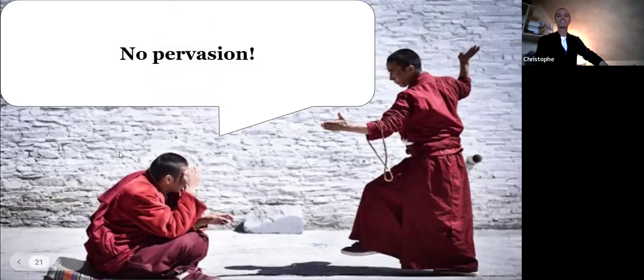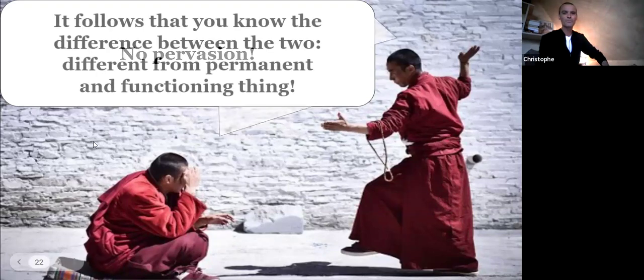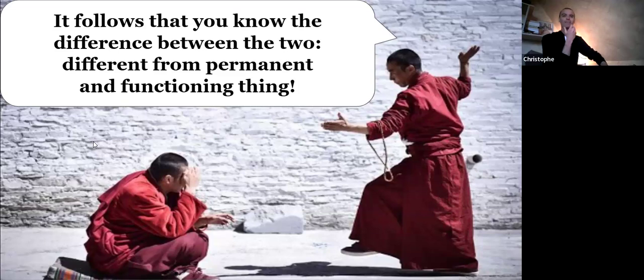No pervasion. Exactly. So the challenger could ask you to posit the pervasion. Okay, but that's okay. It follows that you know the difference between the two, different from permanent and functioning thing. Oh, so what would you say?